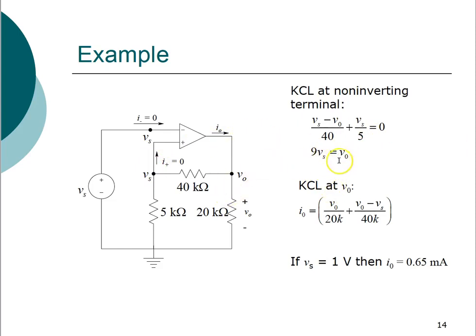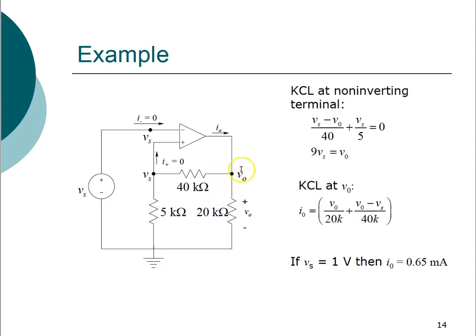And that's pretty much the same as what you got in the previous example, where we did not consider it as an ideal op-amp. Now the next node is this V naught node. Applying the KCL at this particular node, we'll be including this branch, this branch, and this branch, right?